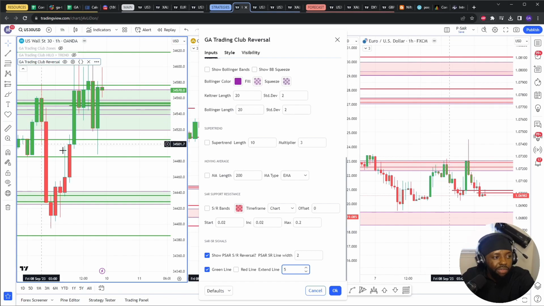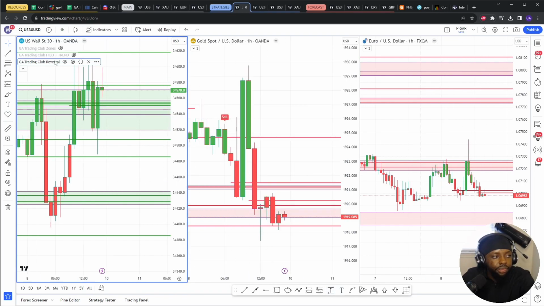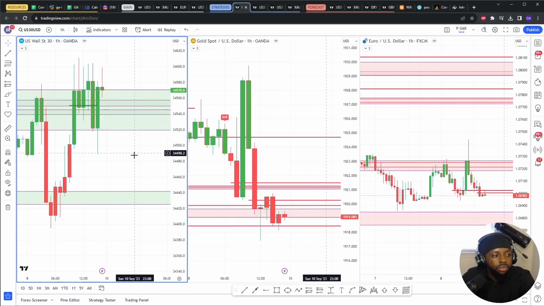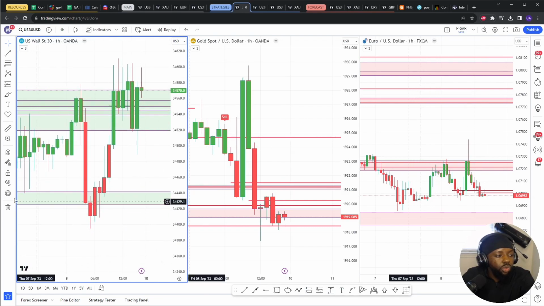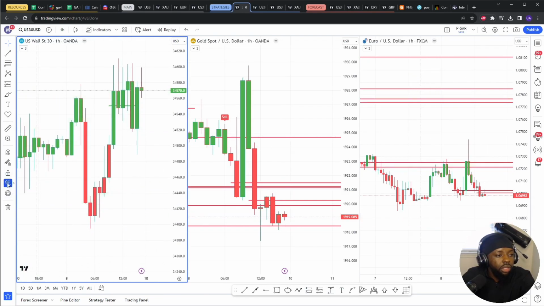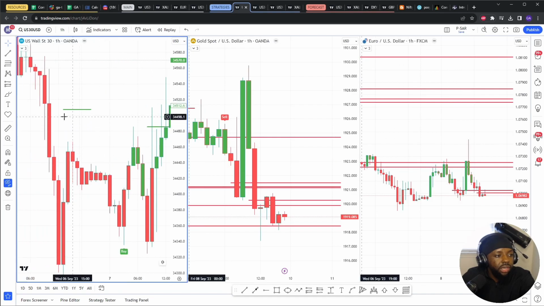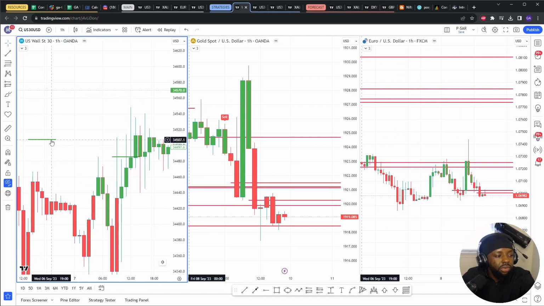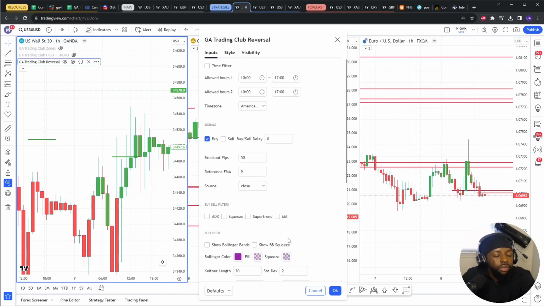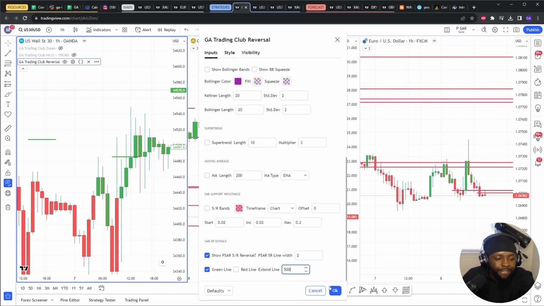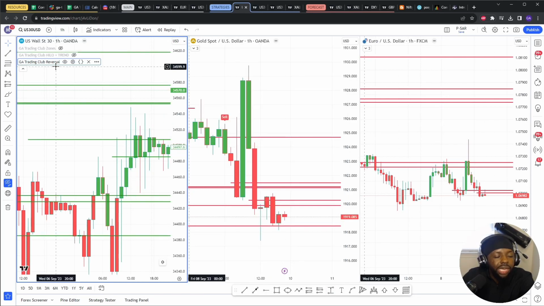So here, if I put 5, you'll see these lines here decreasing. If I were to hide those lines that I've drawn, so you can see here, right? So the lines decreased right here. Now, if I were to extend it back here, so I'm telling it to extend for 500 candles. You'll see those lines extending.